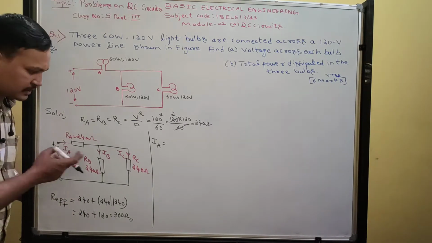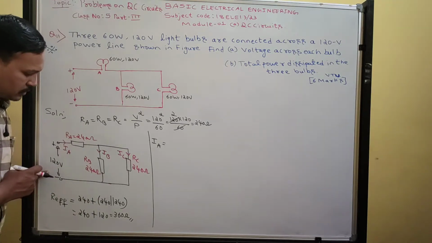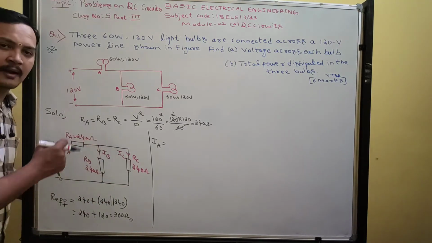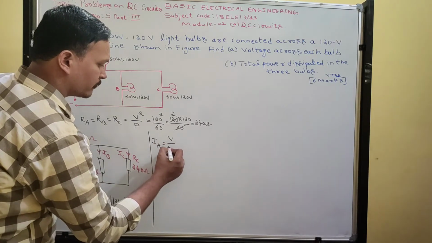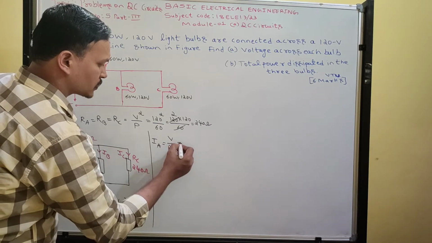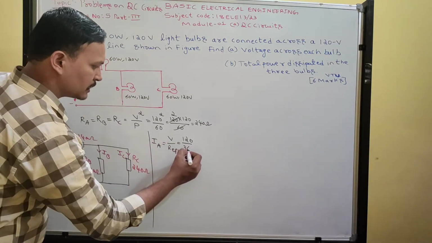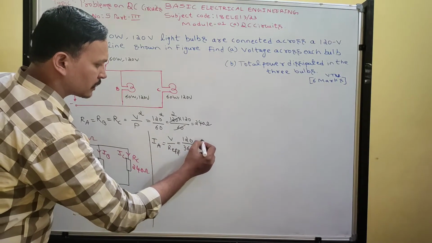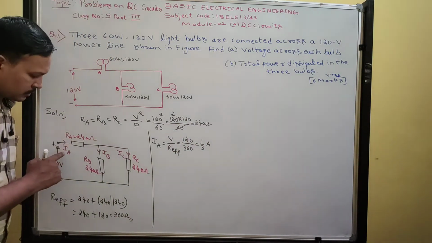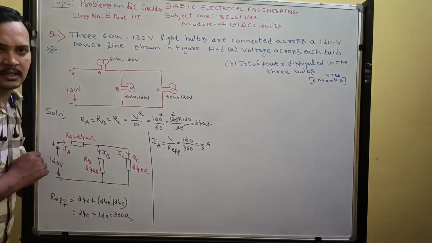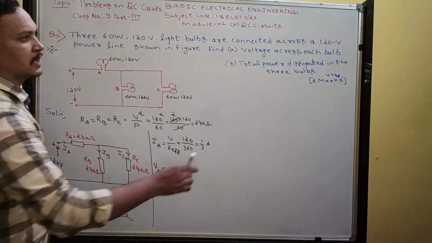I know the total voltage connected across the circuit is 120 volts. I know the effective resistance, so I can easily calculate current. What is the current formula according to Ohm's law? I is equal to V by R. The voltage connected across the circuit is 120 volts. The effective resistance is 360. So if you do this, you will get 1 by 3 ampere. So that is the current flowing through the bulb A resistance.